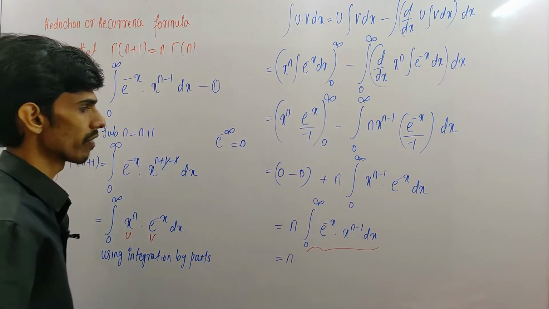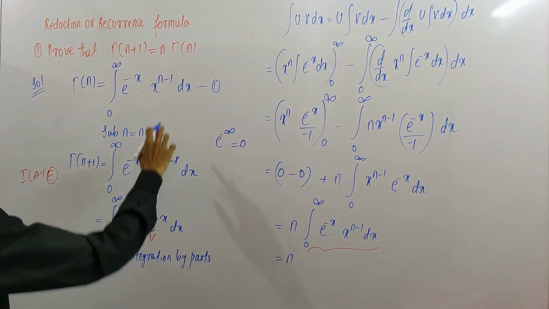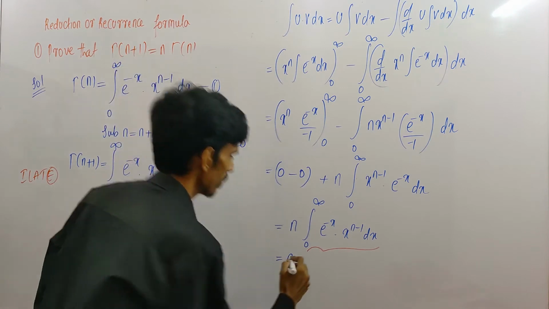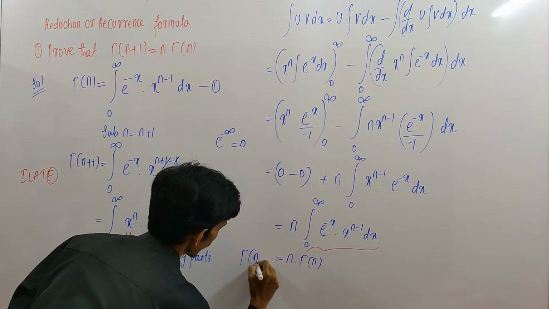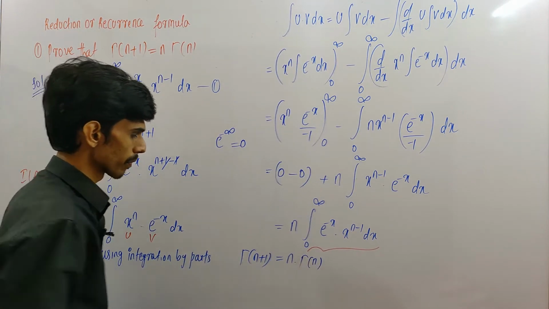Integral 0 to infinite e power of minus x into x power of n minus 1 dx value is gamma of n from equation 1. So this can be replaced by gamma of n. Hence we have proved gamma of n plus 1 value is n into gamma of n.